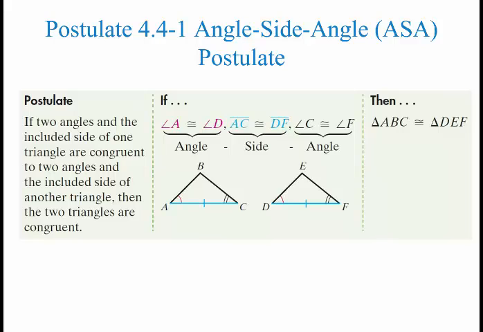If two angles and the included side of one triangle are congruent, so what I mean by that is if you have two angles and the side included between them like this, are congruent to the two angles and the side of another triangle, then the two triangles are congruent. So if angle A is congruent to angle D, side AC is congruent to side DF, and angle C is congruent to angle F, then we can say triangle ABC is congruent to triangle DEF.